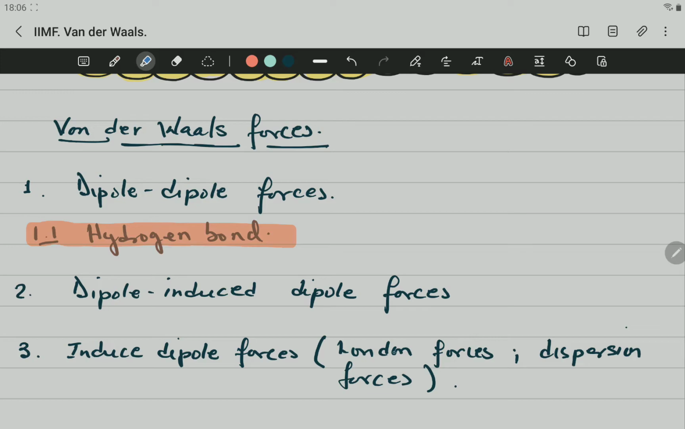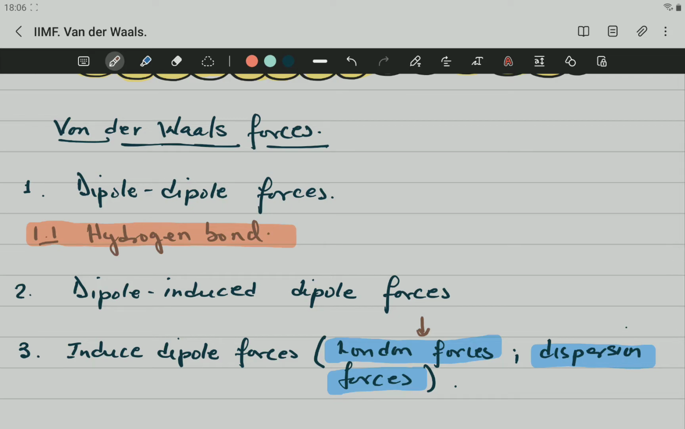Induced dipole forces sometimes are called London forces and other times are called dispersion forces. I personally prefer to call it London forces. However, that is just a term. At the end it is the same force, we're just using different names.